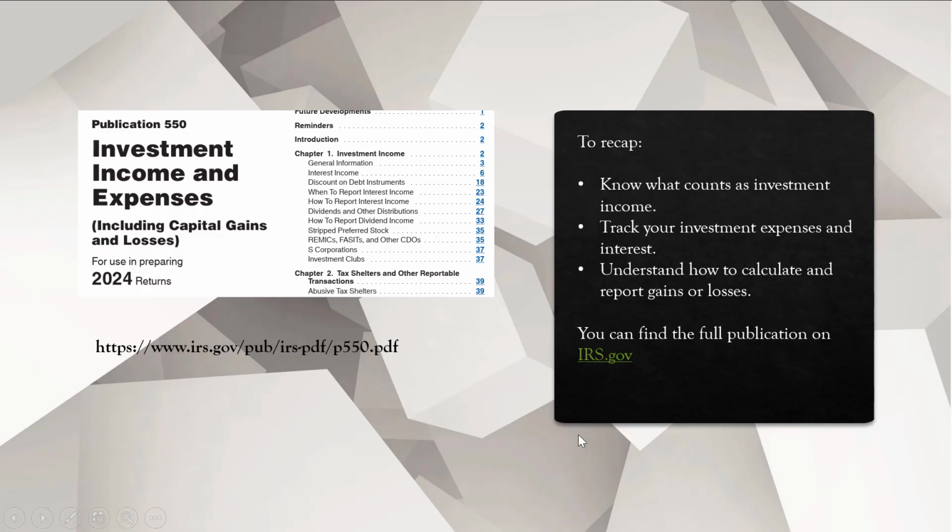So to recap, the quick summary of Publication 550: know what counts as investment income, track your investment expenses and interest, and understand how to calculate and report losses. And you can find the full publication on irs.gov.